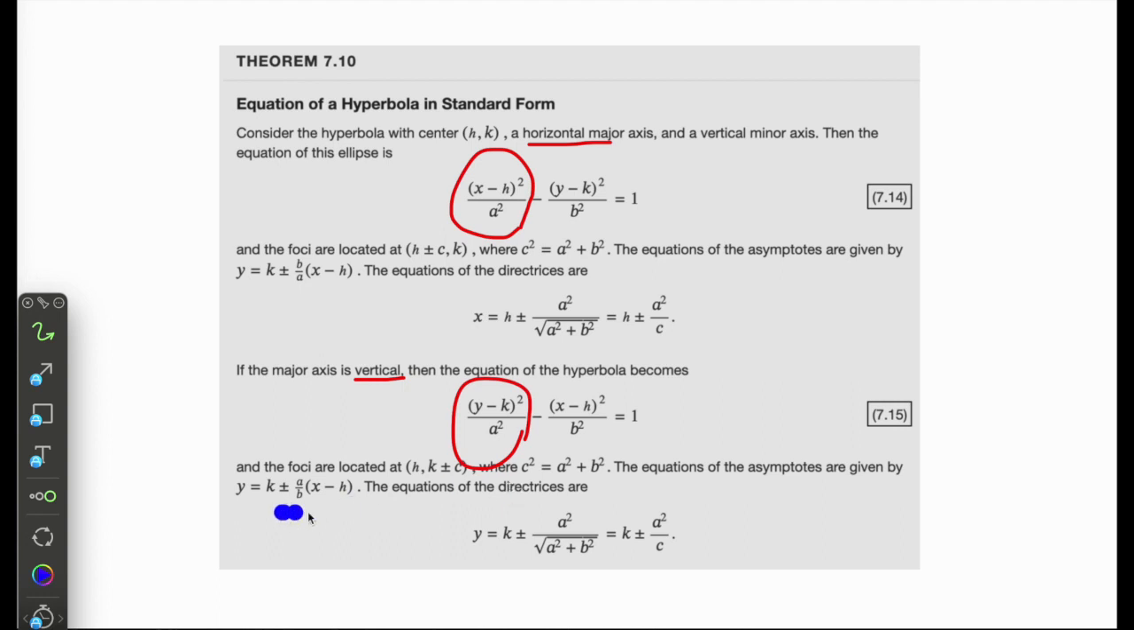Same thing down here, but like I said, if the major axis is running vertically, your slope is going to be A over B rather than B over A. See the difference here? So be very careful and make sure that you pay attention to that.